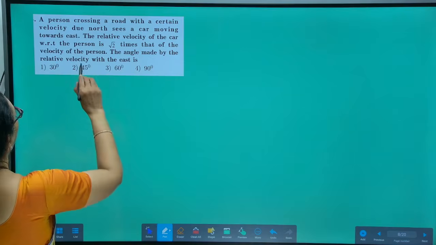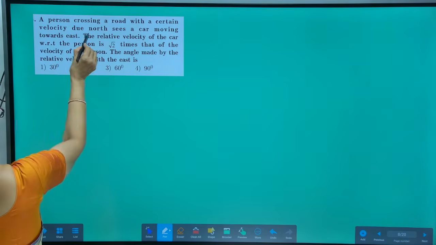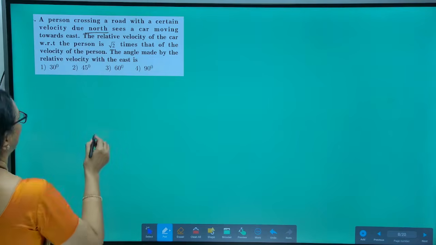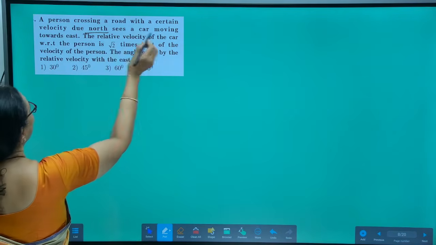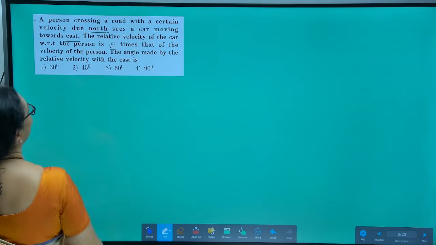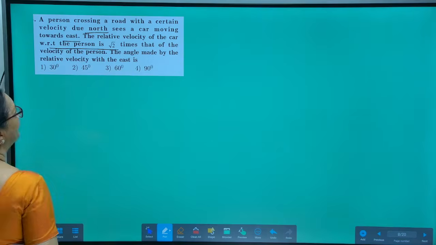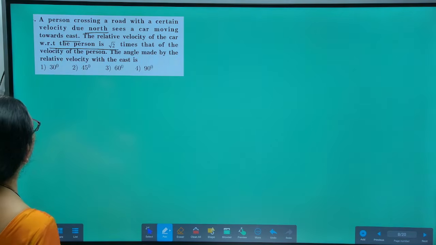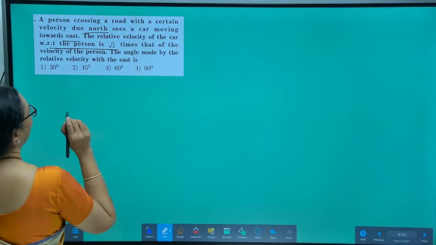See here, a person crossing a road with a certain velocity due north. So, the person is moving towards north, sees a car moving towards east. Relative velocity of the car with respect to the person is root 2 times the velocity of the person. The angle made by the relative velocity with east is asked.